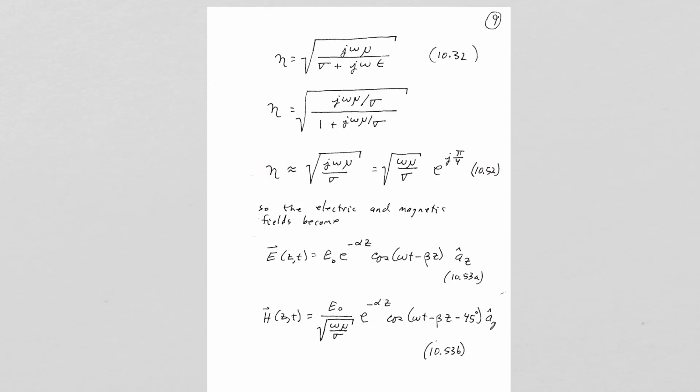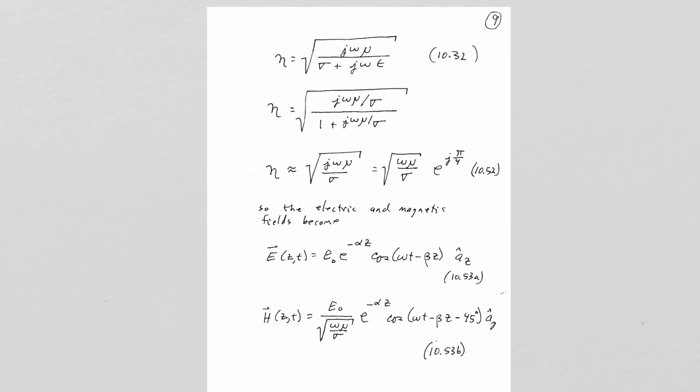With this electric field intensity for our wave propagating in a good conductor, this is the resulting magnetic field intensity. And we see that there is a 45-degree phase shift between the electric and magnetic fields. As our electromagnetic wave is propagating, it is being attenuated, and that attenuation is given by these exponential terms in our electric and magnetic field intensities.